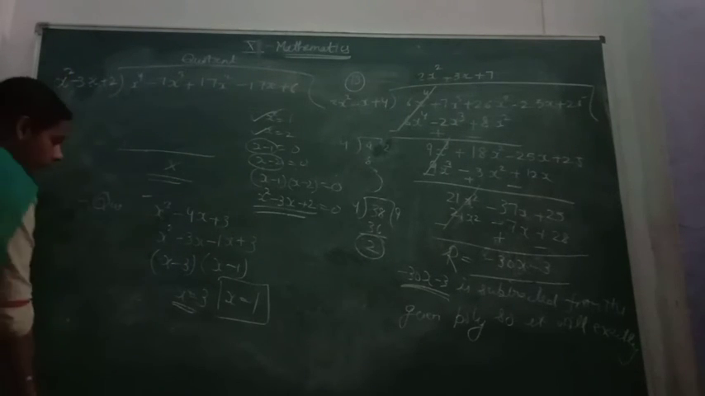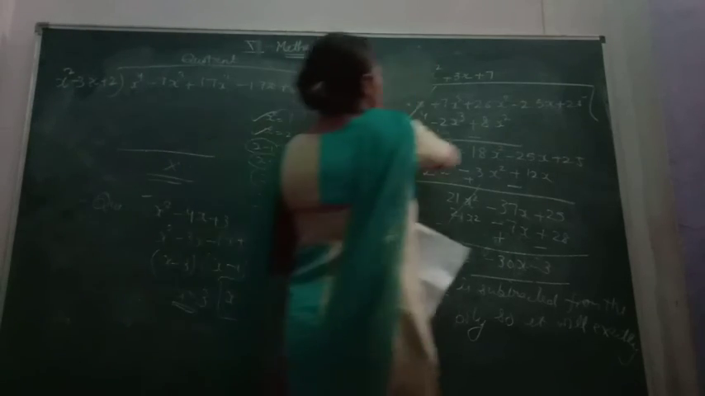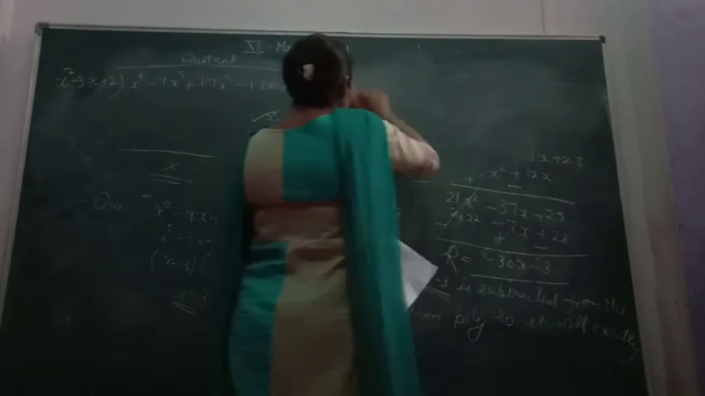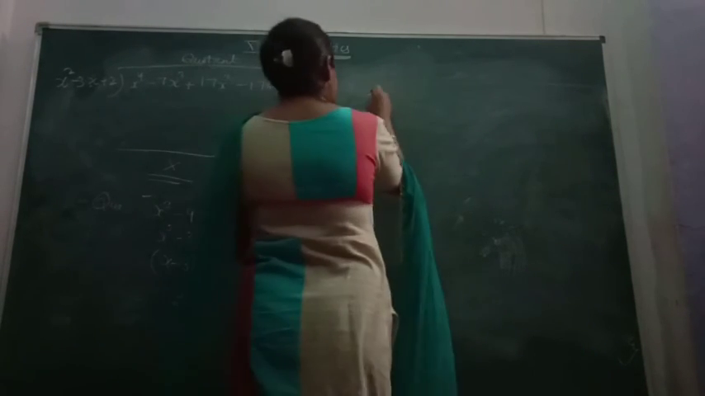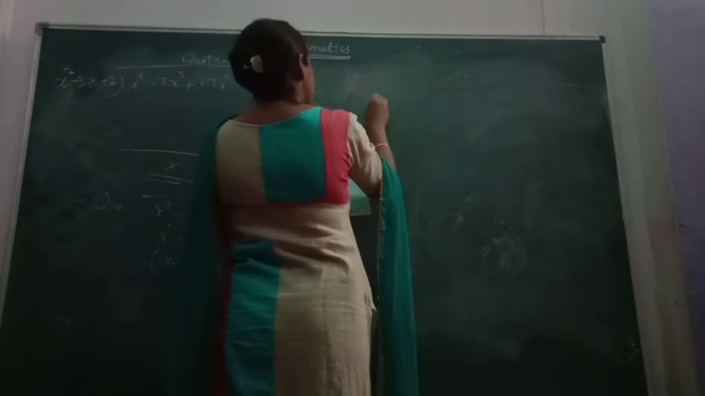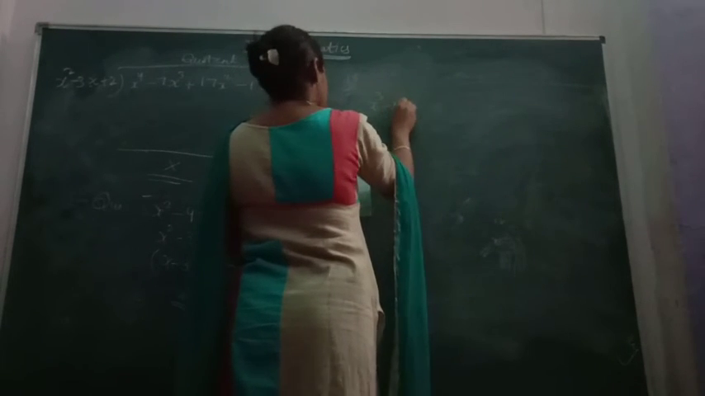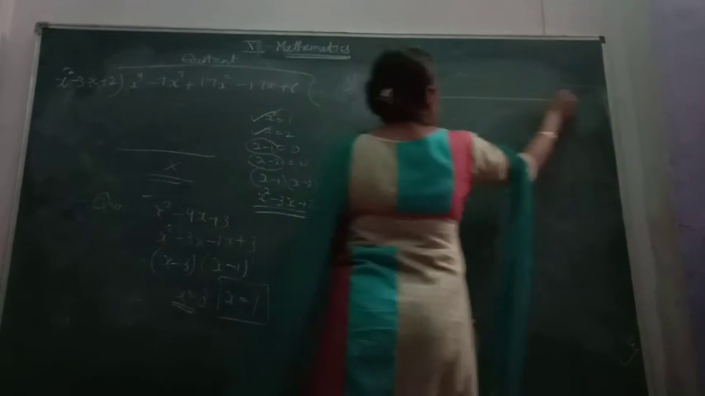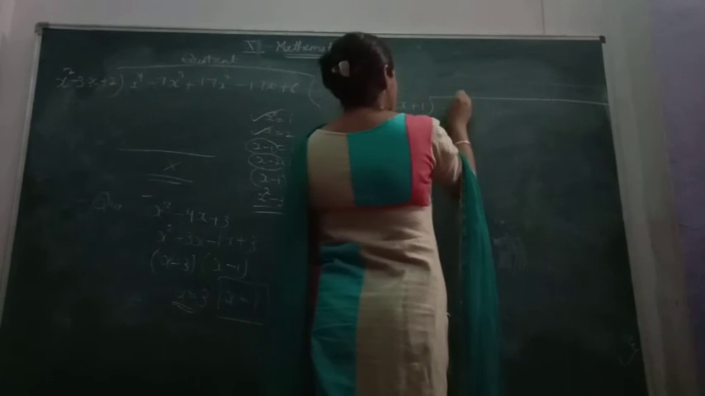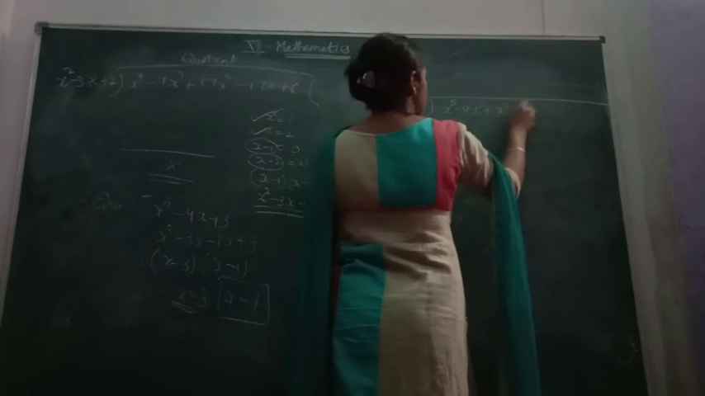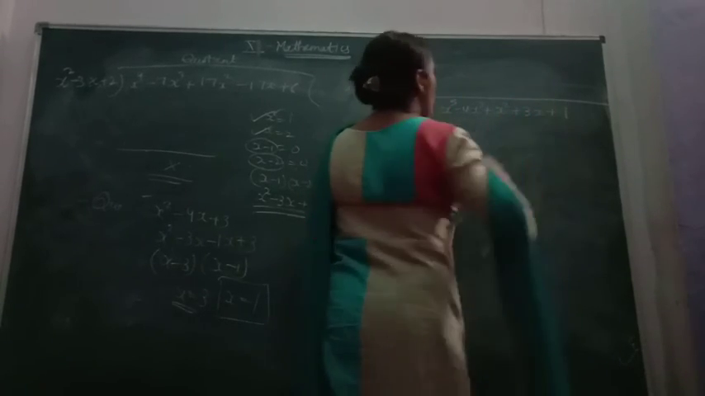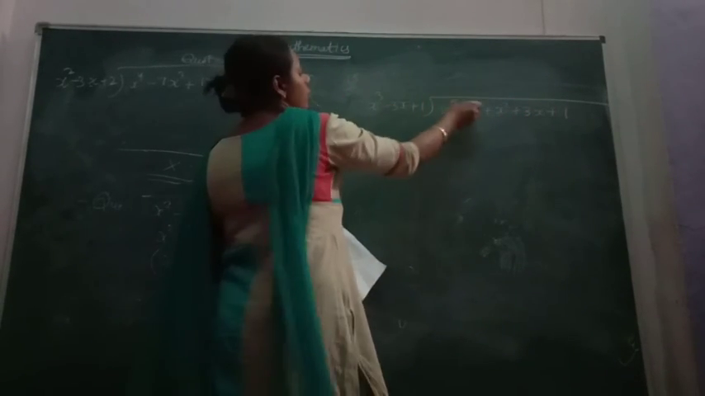Come to the last question, 15. What is the question? That you have to check whether x cube minus 3x plus 1 is a factor of x power 5 minus 4x cube plus x square plus 3x plus 1. How can you check it? Either it is a factor of this one or not.